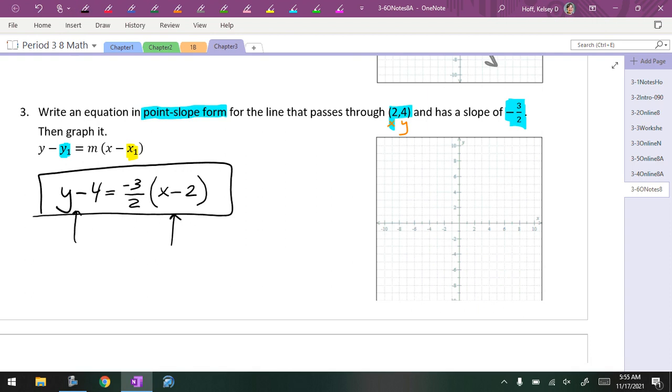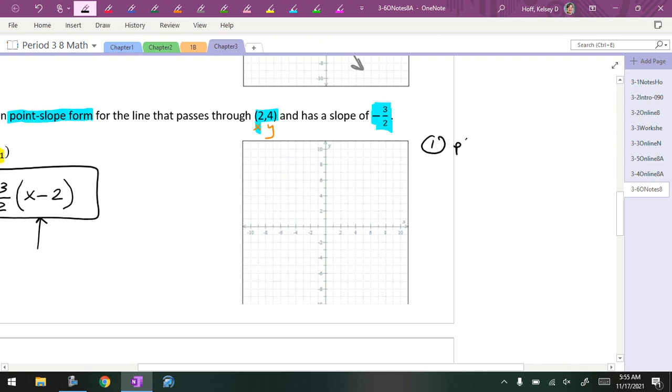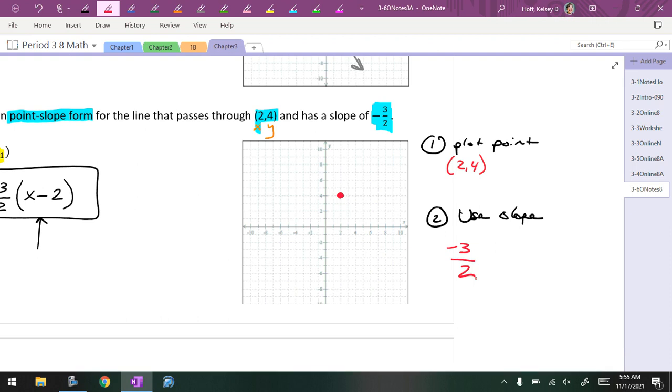So then if I'm going to graph it, number 1, I need to plot my point. In this case, my point is 2, 4. So on my graph, x is 2, y is 4, so I put my point right here. Step number 2 is to use the slope. In this case, my slope is negative 3 over 2. Remember, Ms. Hoff says, put the negative on the top. So I have negative 3 over 2, reminding it is rise over run.